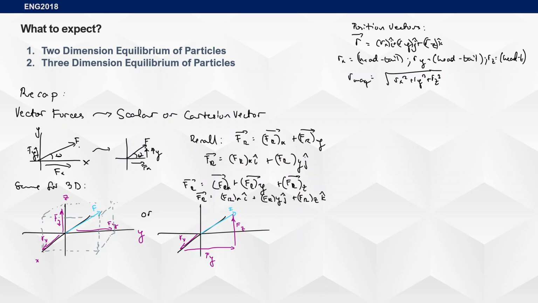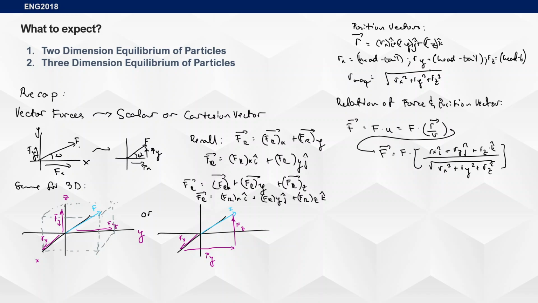Do remember from our dot product notes that the relation of force vectors and position vectors is as follows. The force vector can be the product of its magnitude and a unit vector, and the unit vector u here is equal to the position vector over its magnitude. Now, take note that this is possible when your force vector and position vector are collinear, or on the same line of action.